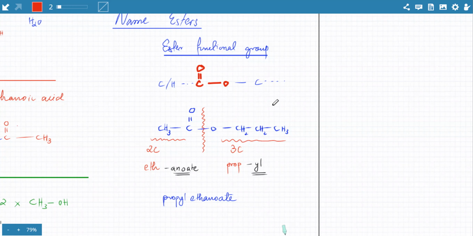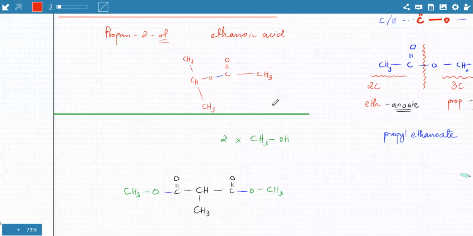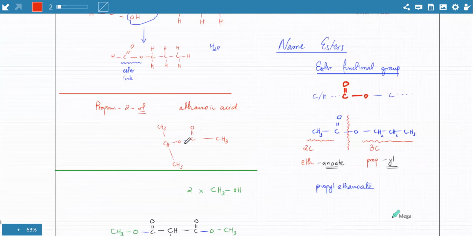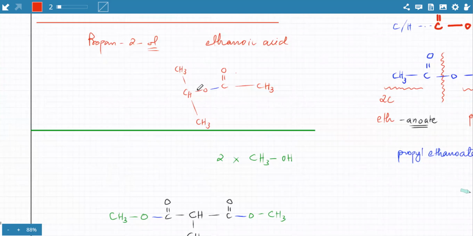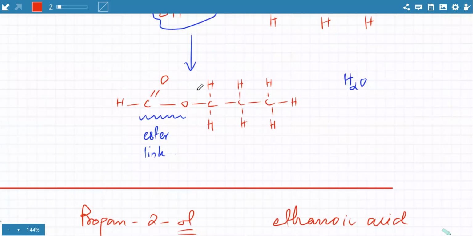So I'm going to try and name all the esters, not these ones. These are kind of complicated. You're not going to be asked to name these in O Levels. They might ask you to make them, but they're not going to ask you to name these. Okay, let's do this one.